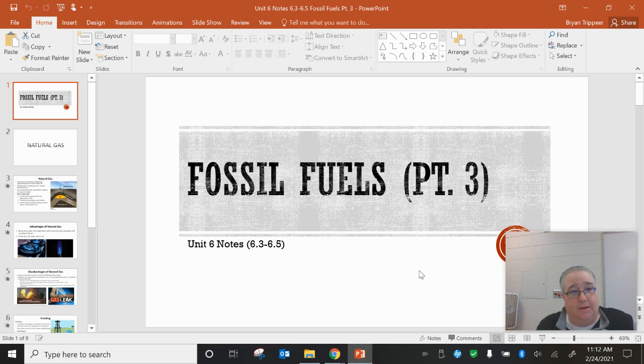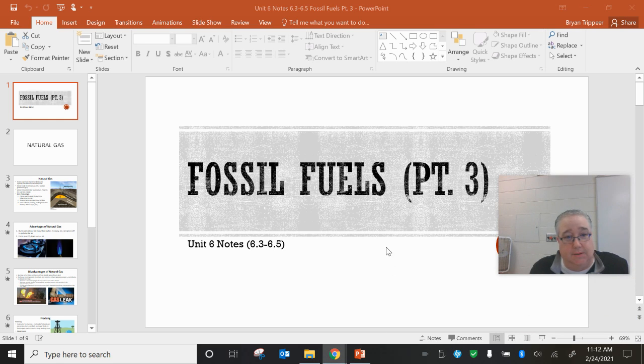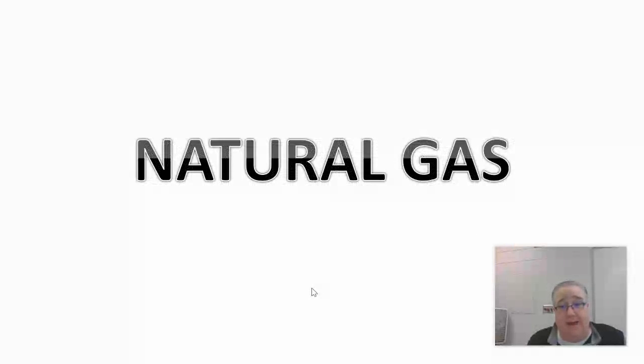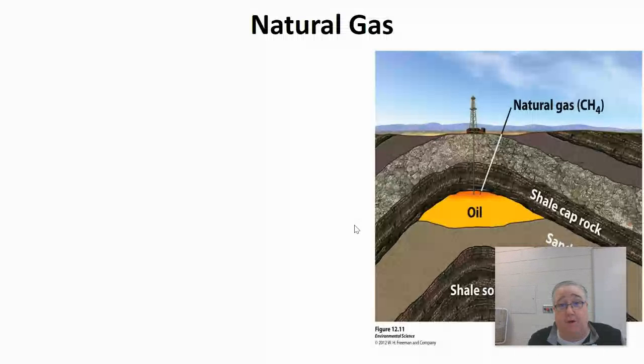All right, AP Environmental, we're going to finish up topic 6.3 to 6.5 today. This has been an ongoing lecture series, parts 1, 2, and 3, all dealing with fossil fuels. So we're going to finish it up with part 3 today, which takes us into our last fossil fuel. We've already talked about coal, oil, and even oil shale and tar sands as well. But natural gas is the last fossil fuel type that we're going to talk about.